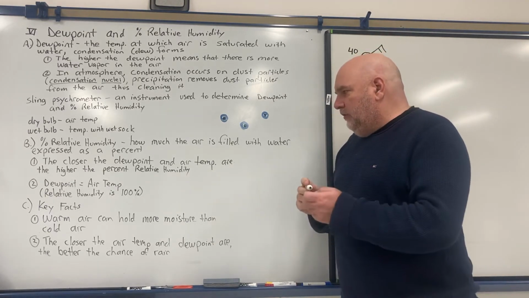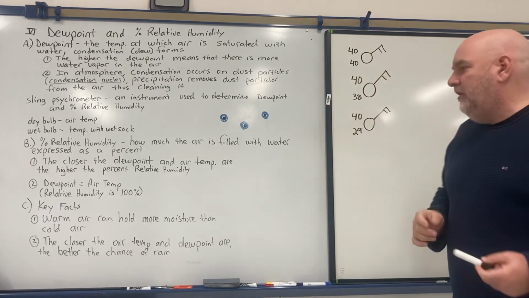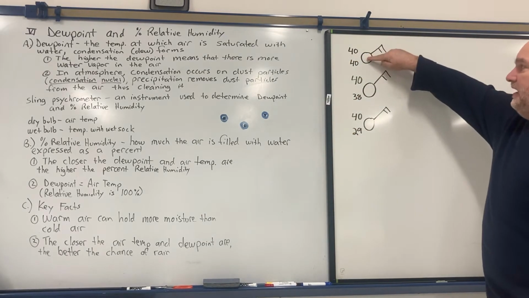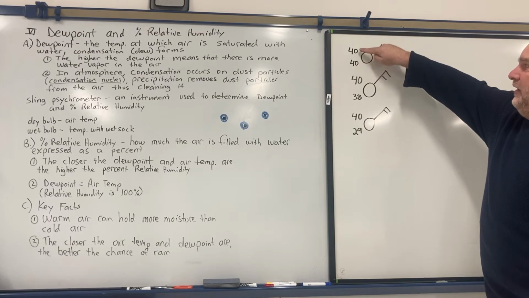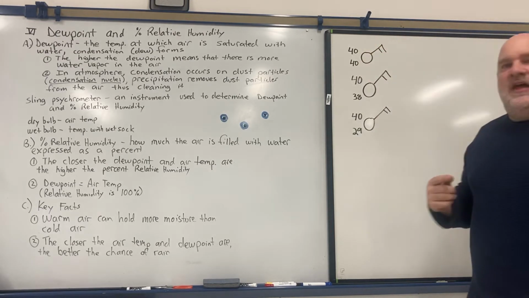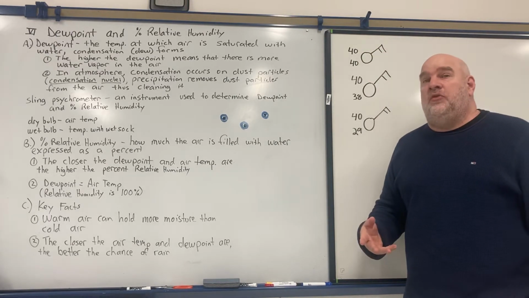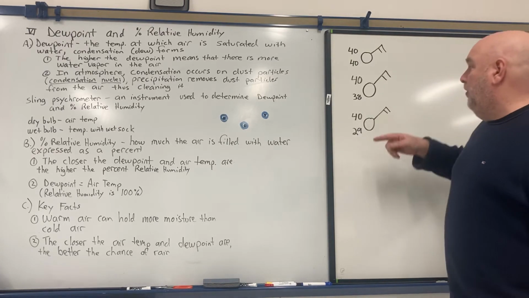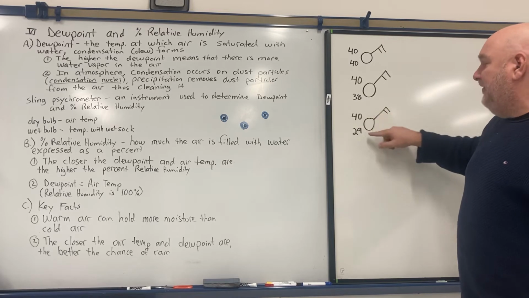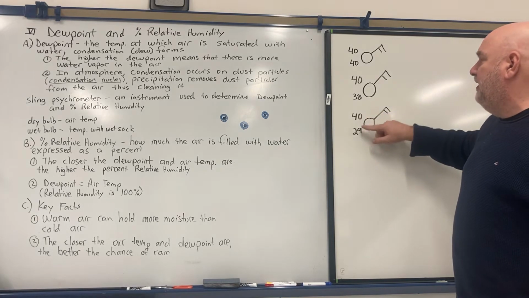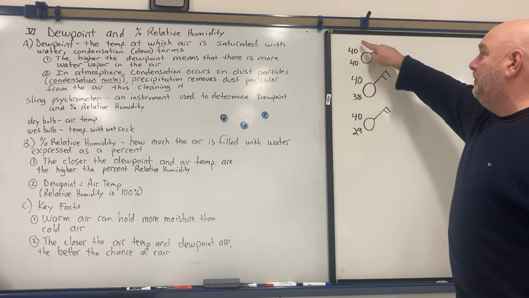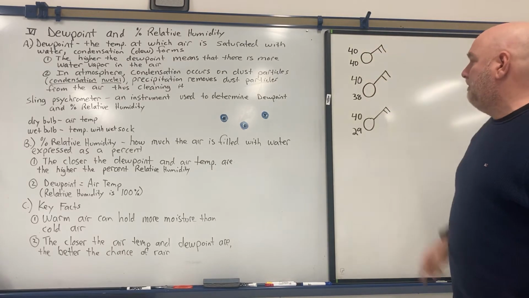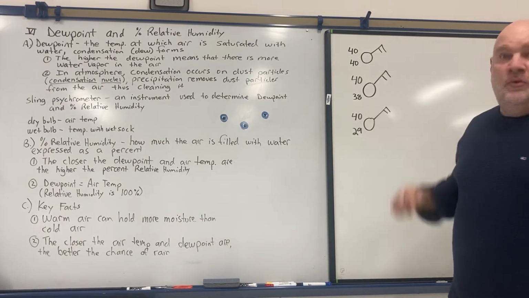Dew point equals air temperature: relative humidity is 100%. So with this one, since the dew point and air temperature are the same number, that means the air is completely saturated with water. The air cannot hold any more water in it. So this one is the driest. It has the lowest percent relative humidity, and this one would be 100% relative humidity, because the air temperature and dew point are the same.